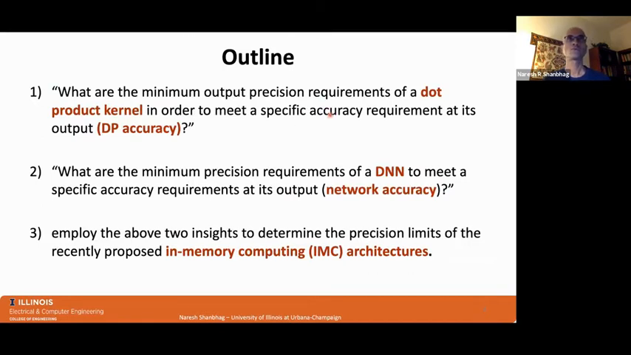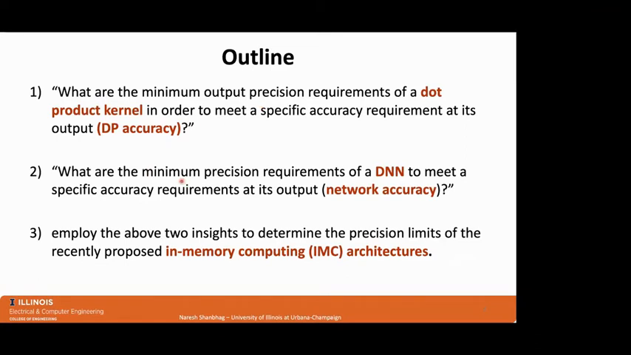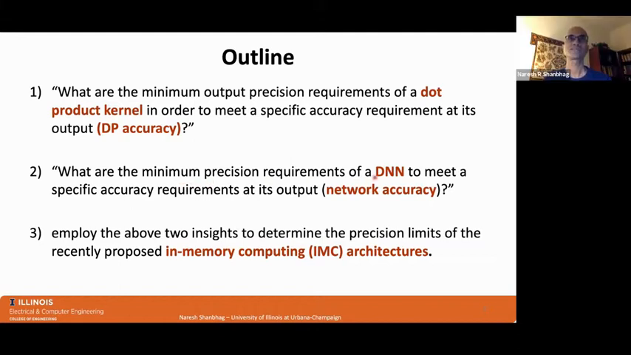The first part of the talk, we'll focus on a dot product kernel. It's a very concrete kernel. Hopefully, it will give us an anchoring of our thinking when it comes to accuracy. So we'll ask the question, what are the minimum output precision requirements of a dot product? We'll assume the inputs, activation and weight inputs, are already assigned some precision. Now, what is the output precision requirement? And then we'll ask the reverse question, what are the input precision requirements of a DNN for weights and activations, maybe for gradients, weight and activation gradients, so that the network accuracy is preserved.